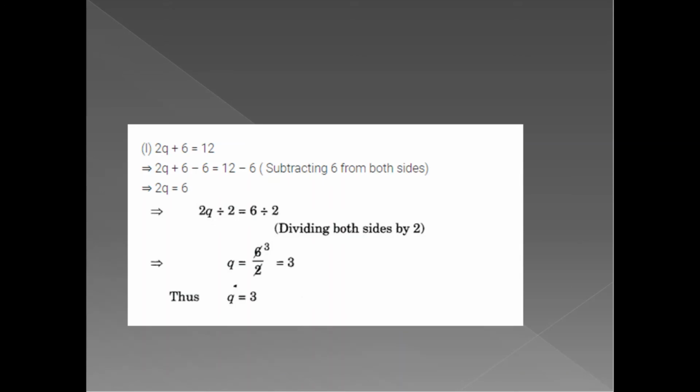Moving to last part, that is L part, 2q plus 6 is equal to 12. So 2q plus 6 minus 6 is equal to 12 minus 6. Subtracting 6 from both the sides, 2q is equal to 6, and 2q divided by 2, 6 divided by 2 is q is equal to 6 by 2 is 3. Answer of q is 3. So that's all with this exercise.